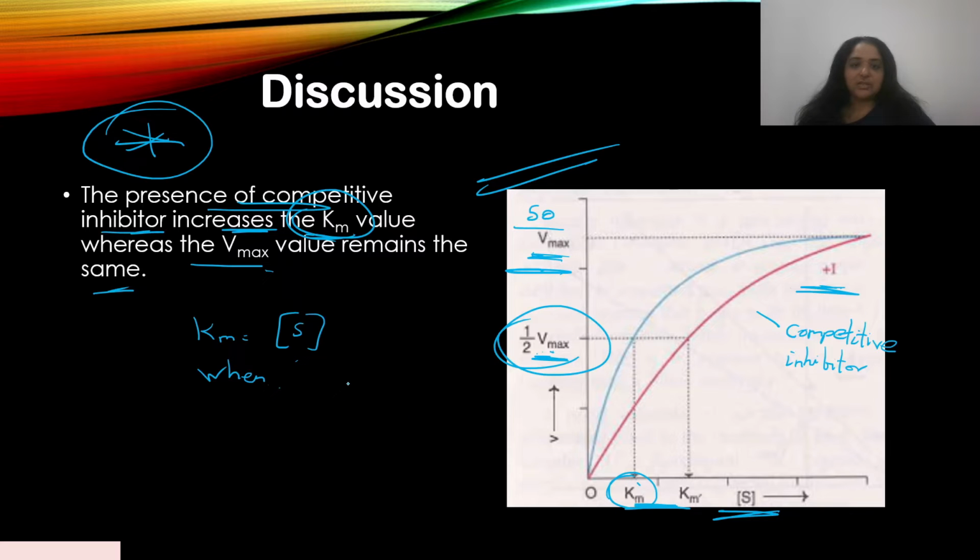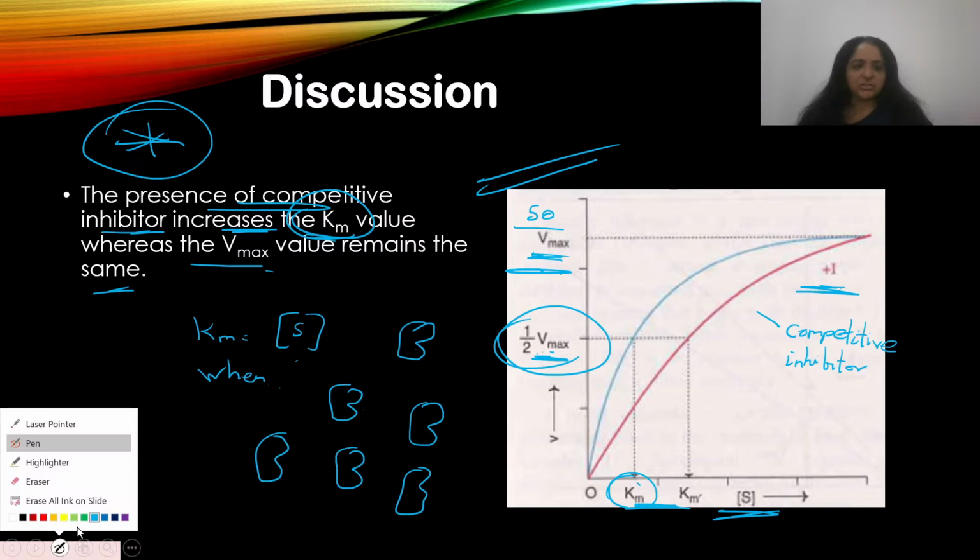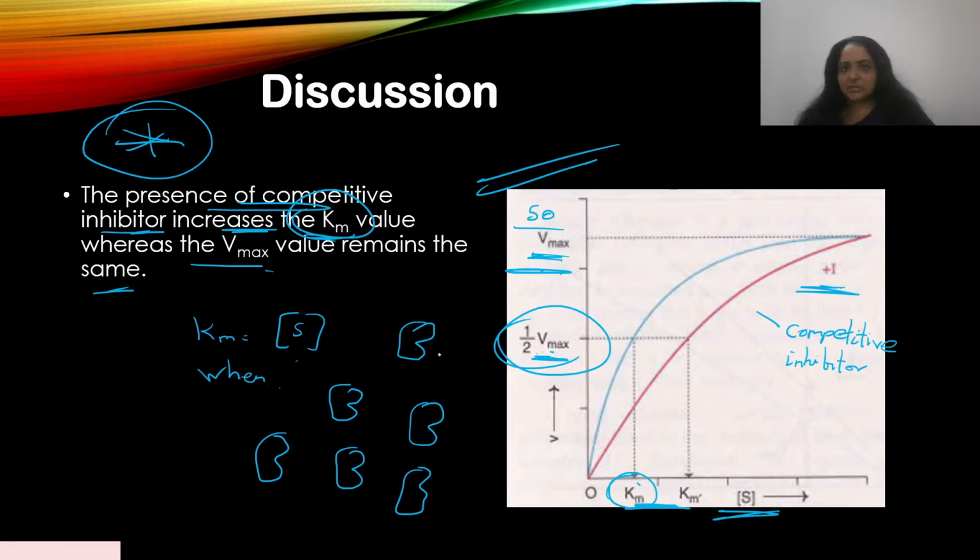For example, if you have 6 molecules of enzyme here, 1, 2, 3, 4, 5, 6, you have the active sites present over here, and you have substrate. I'm talking about a normal situation, nothing to do with inhibitors involved. We are not even talking about inhibitors as yet. We are just talking about this blue line here.